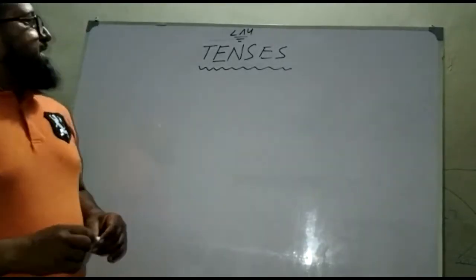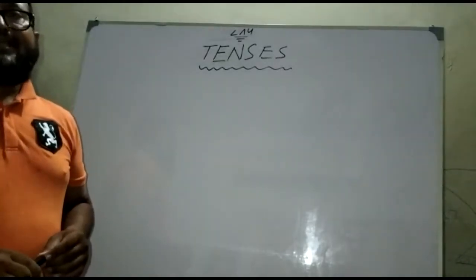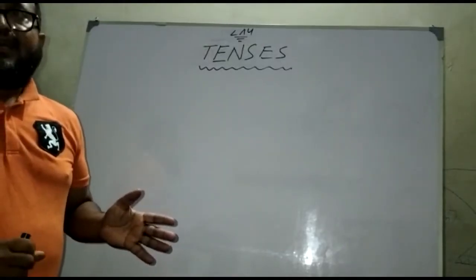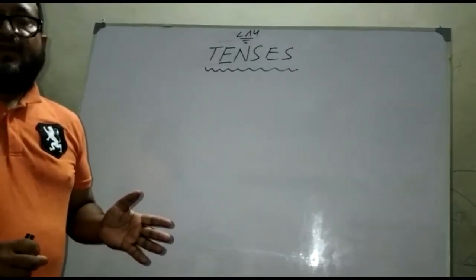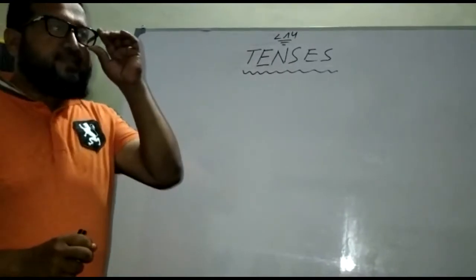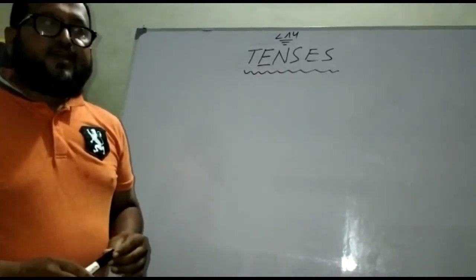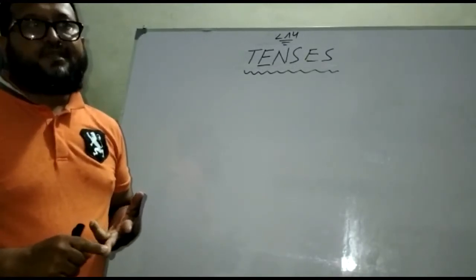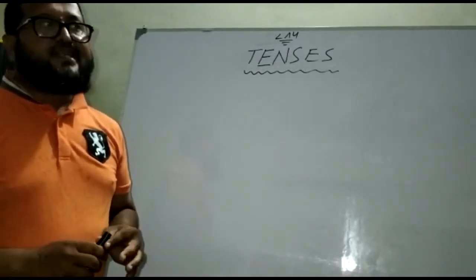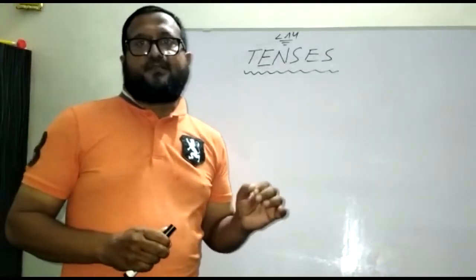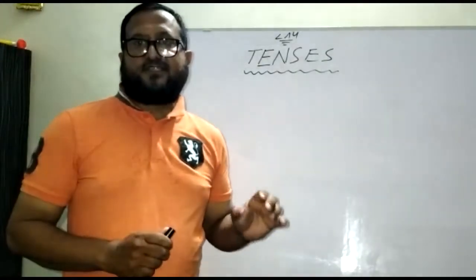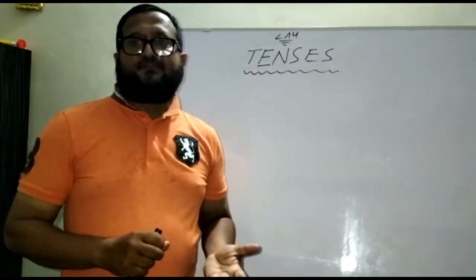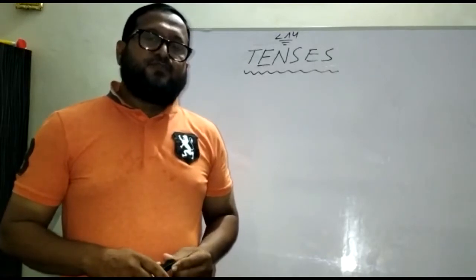So tenses are basically of three types. The tenses means the times. There are three kinds of times as far as tenses are concerned. What kind of times? There is present time, there is past time, and the future time. So the tenses are divided basically into three major parts, three major time slots. The first time slot represents present time, the second represents past time, and the third represents future time.